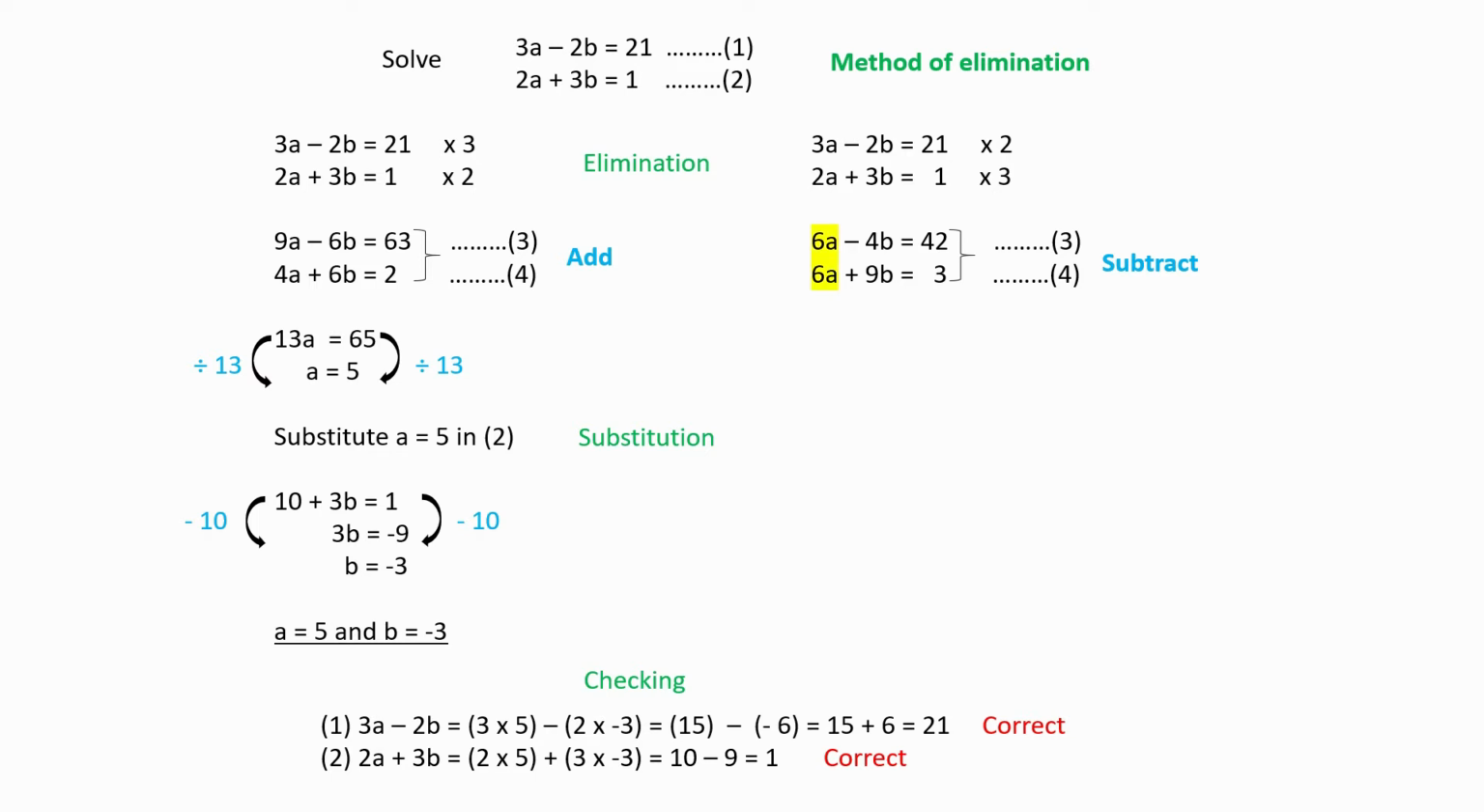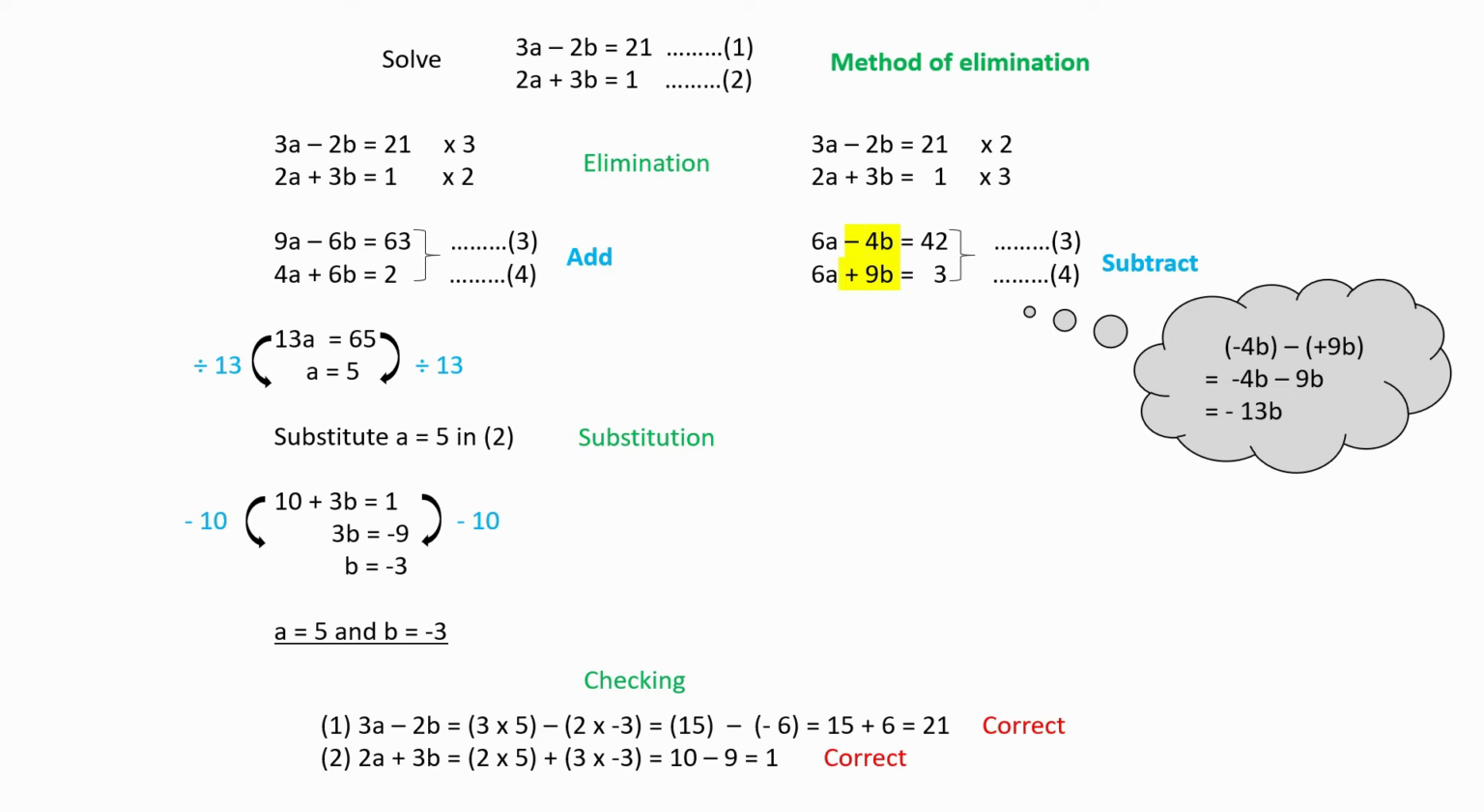6a minus 6a gives 0. Negative 4b minus 9b is negative 13b. So subtracting the 2 equations gives negative 13b. And 42 minus 3 gives 39, giving the equation negative 13b equal to 39. Both sides of the equation divide by negative 13, giving b equal to negative 3.